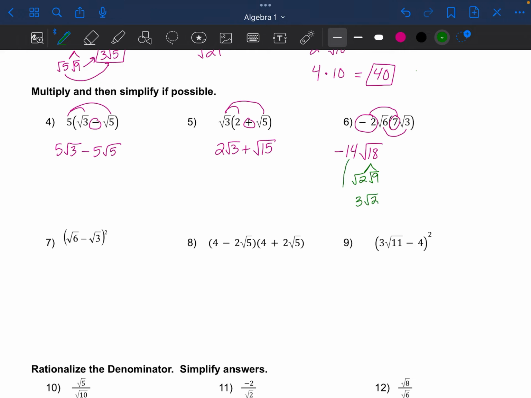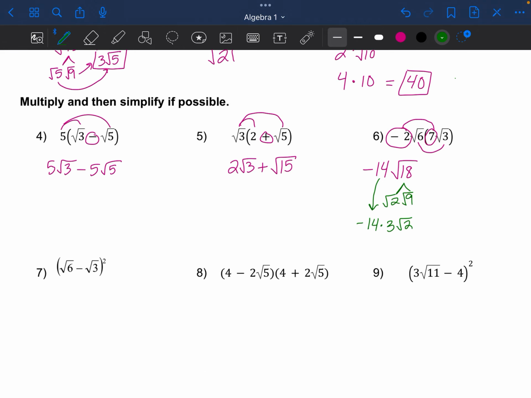Don't forget about that negative 14. We have to multiply that with it. So negative 14 times 3. Oh, geez. Testing my mental math right now. 14, 28.